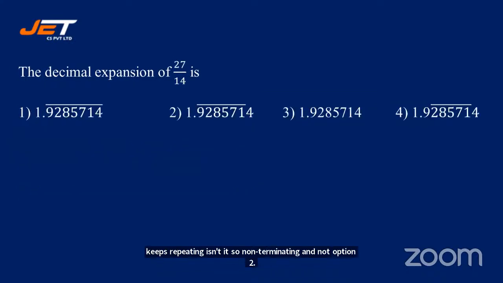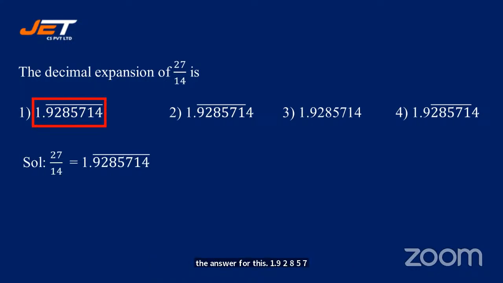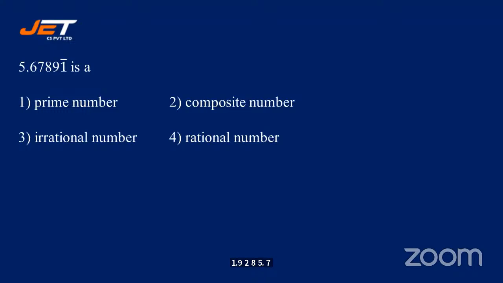The decimal expansion of 27 by 14 is dash. All right, so this needs a working. So I'm just giving you the answer for this. 1.9285714. Right? So when you work it out, you get 1.9285714. All right. See the next question.